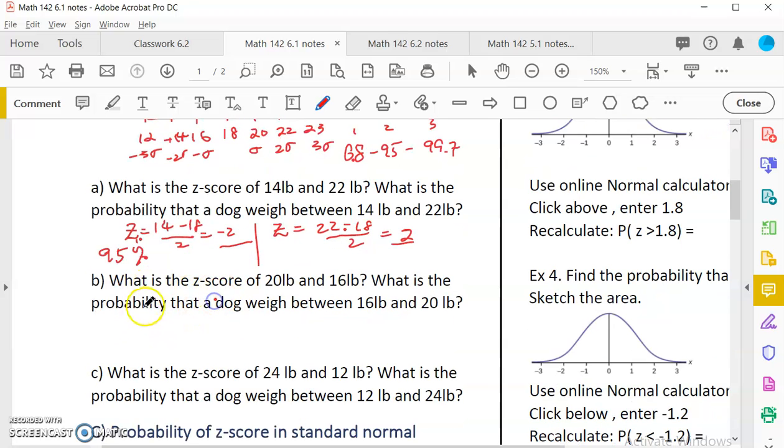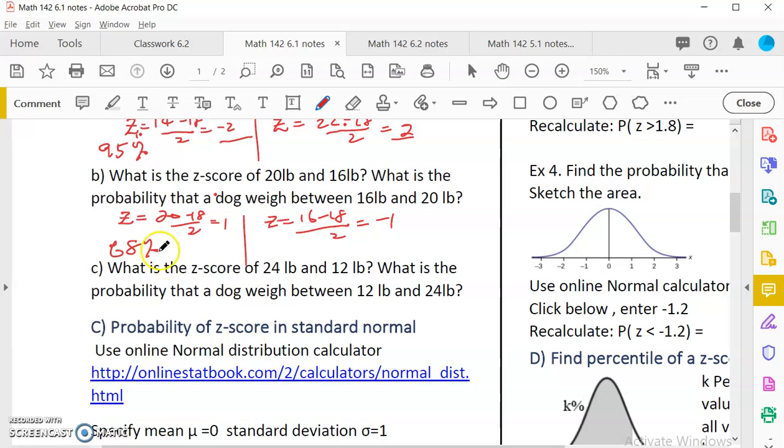What is the z-score of 20 pounds and 16 pounds? So z would be 20 minus 18 divided by 2. That's just 1. And then z equal to 16 is 16 minus 18 divided by 2. This is -1. So between 1 and -1, that is 1 standard deviation away. So that would be 68%, the first one.